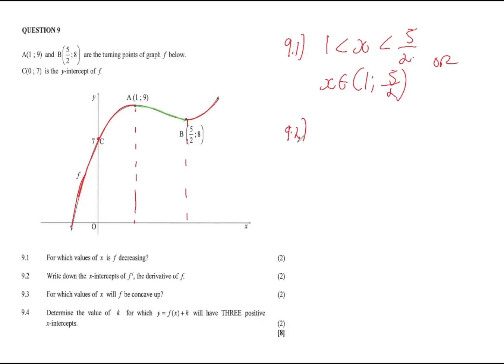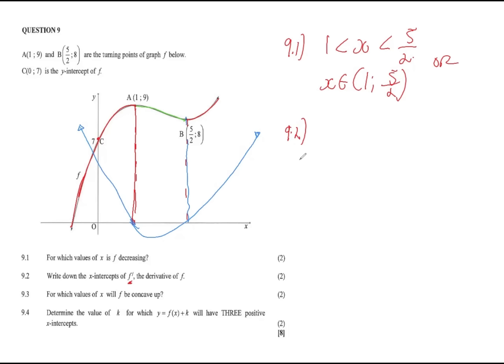Then 9.2 says write down the x-intercept of the derivative of f, right? So for the derivative, this is what we need to understand. Note that if we are to draw the derivative graph, it would have to be like this. The intercepts correspond to the x coordinates of the turning points. So note again my video on the relationship of the cubic function and the parabola, the secrets of the cubic function.